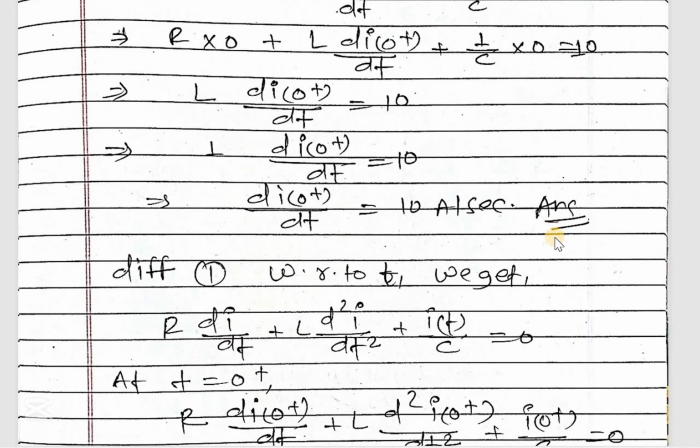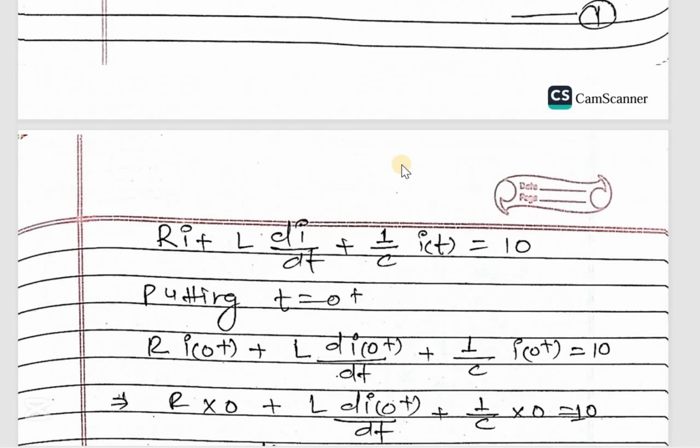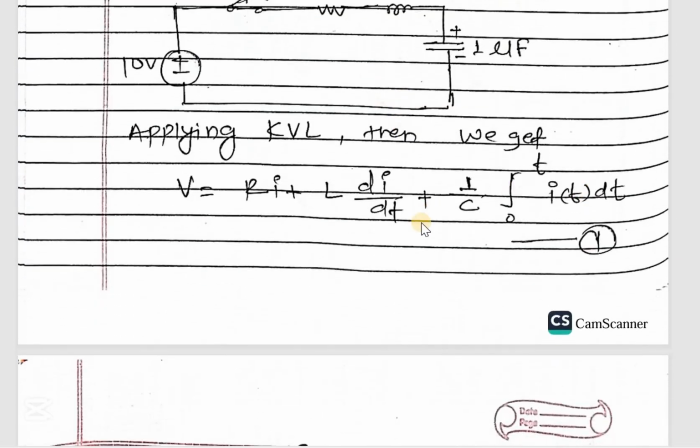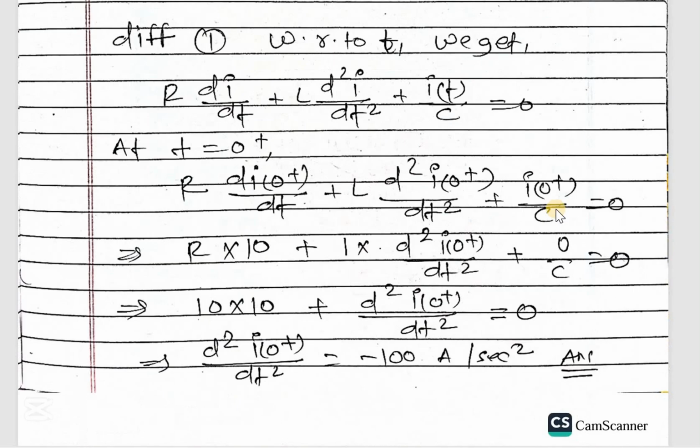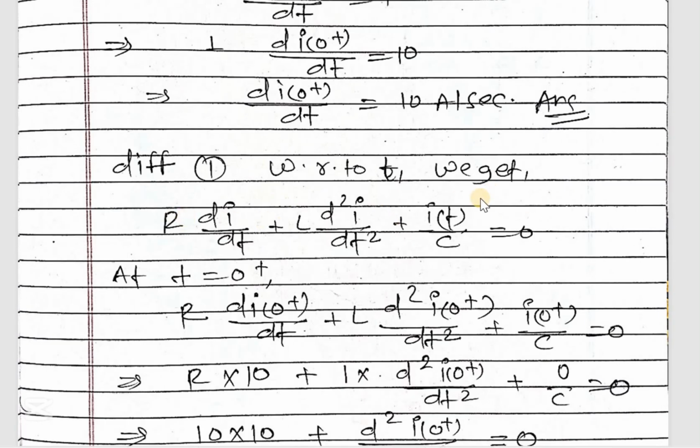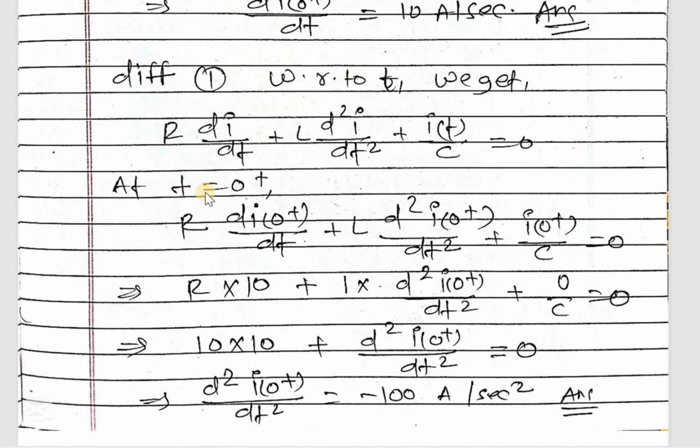So di(0 plus)/dt equal to 10 ampere per second. And differentiating equation 1, we have to differentiate equation 1 with respect to t. Then R di/dt plus L d²i/dt² plus i by C equal to 0. Put t equal to 0 plus, then R di(0 plus)/dt plus L d²i(0 plus)/dt² plus i(0 plus) by C equal to 0.